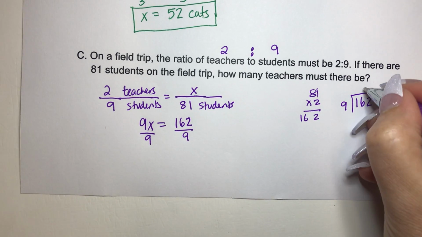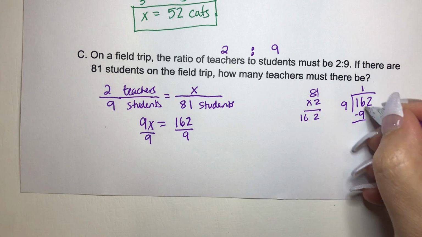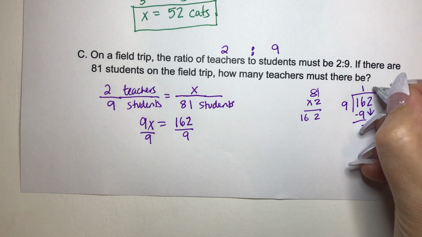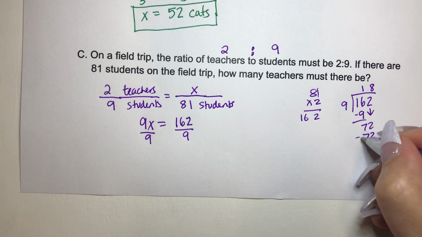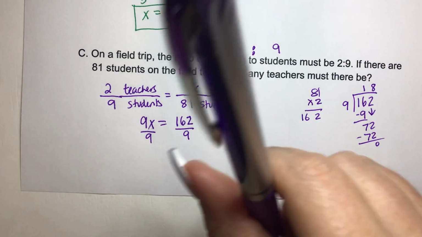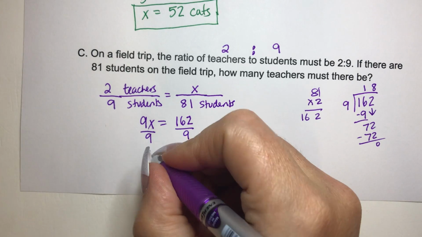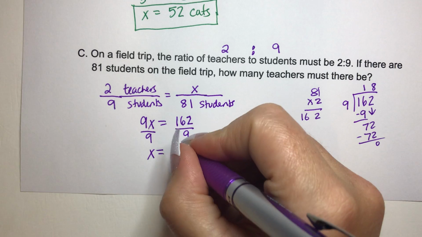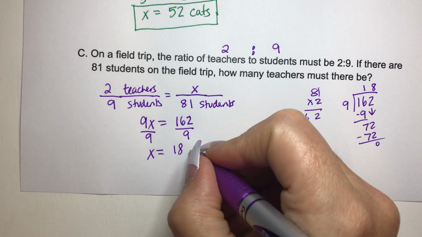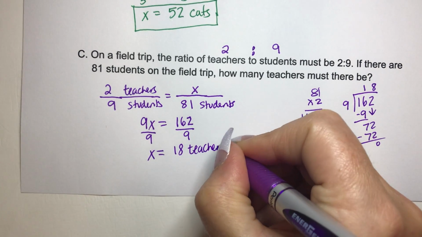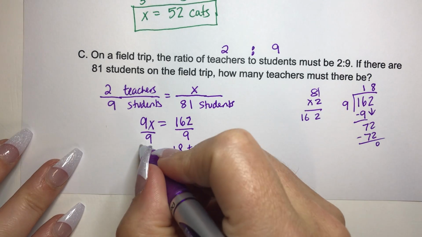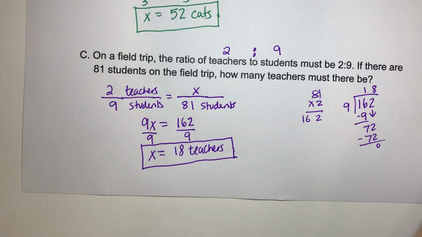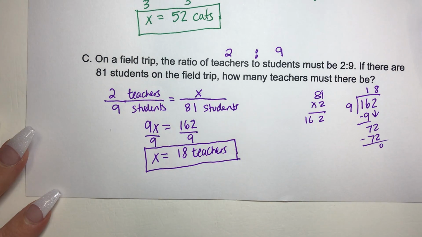9 goes into 16 one time. 1 times 9, subtract, that's 7, drop it down. 9 goes into 72 8 times. 8 times 9 is 72. And there we have it. 9 divided by 9 is 1X, and 162 divided by 9 is 18. That's X, talking about the teachers. So 18 teachers. How many teachers must there be? 18 teachers. If you got that one right, wonderful job, and I will see you in a little bit for example 3.